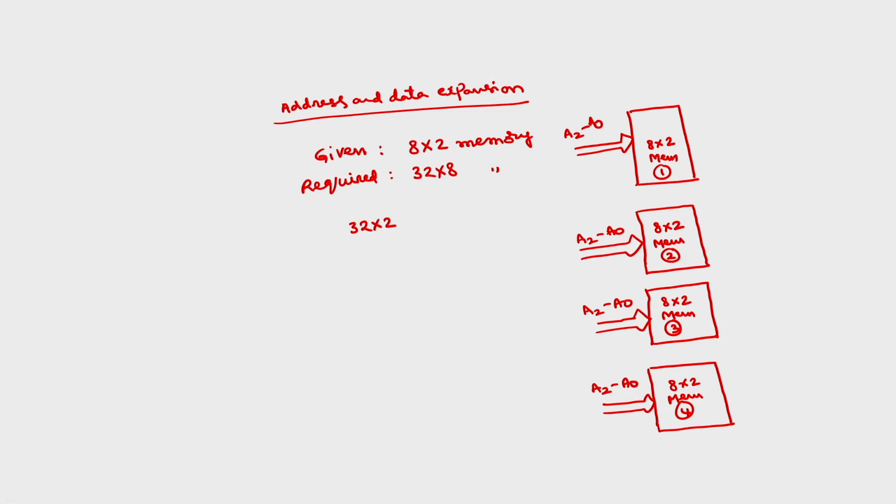And the data lines: this will give 2, this will give 2, this will give 2, and so on. Each will have 2 bits of the data line. Each one will have individual chip select signals. We can represent chip select bar, so we can have a bubble here.